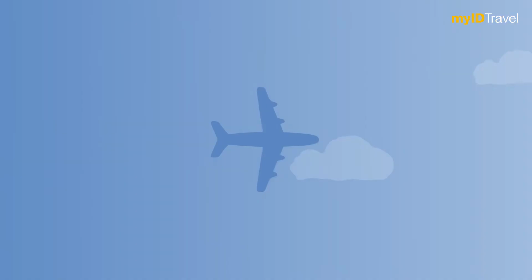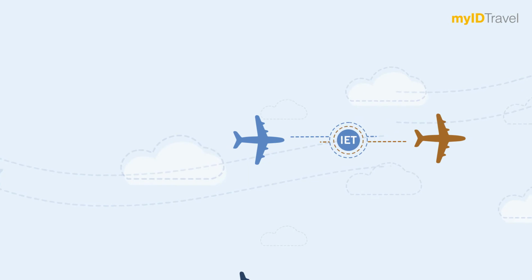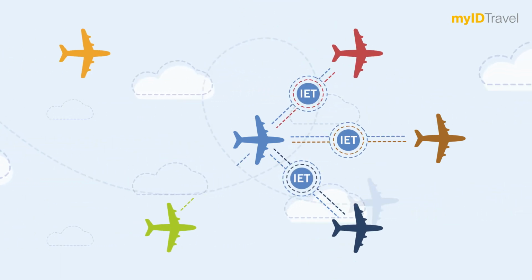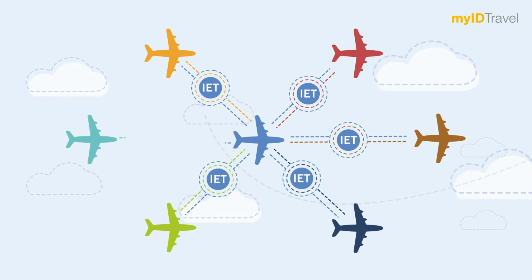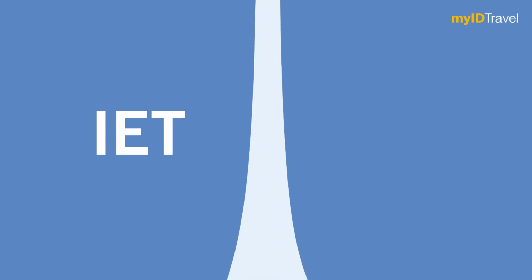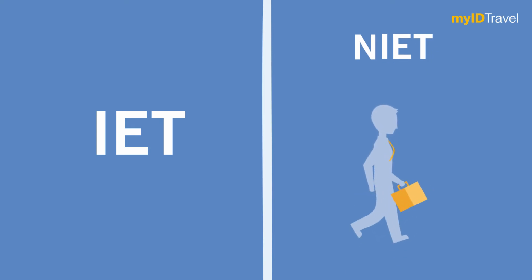Today, we would like to introduce you to the IET process. IET stands for Interline Electronic Ticketing. IET is a process that supports ticketing by one airline on the flights of another airline. As you might expect, this is one of the industry standards that support commercial interline ticketing. The IET process differs considerably from the NIET process that you may now be accustomed to.